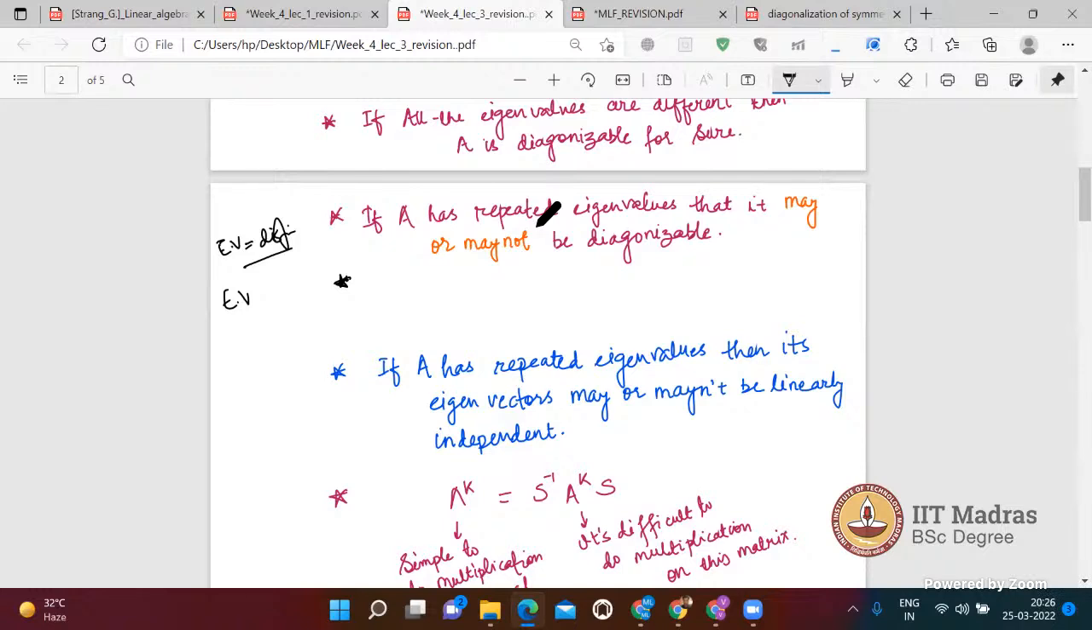Other than that, if you have sufficient eigenvectors for the repeated eigenvalues, that is, if you get eigenvectors which are independent, then you can directly say it's diagonalizable.